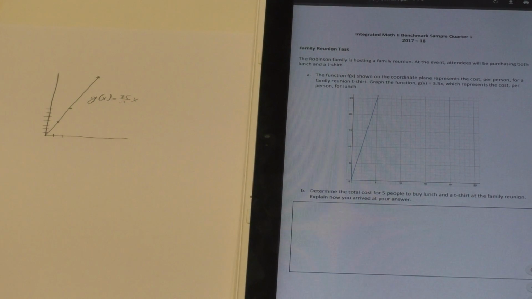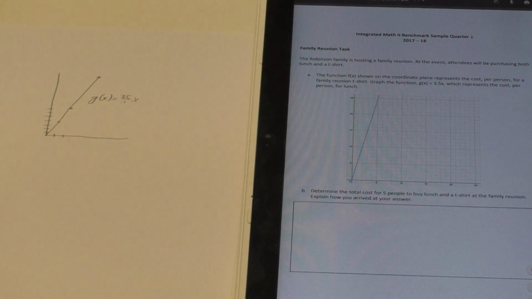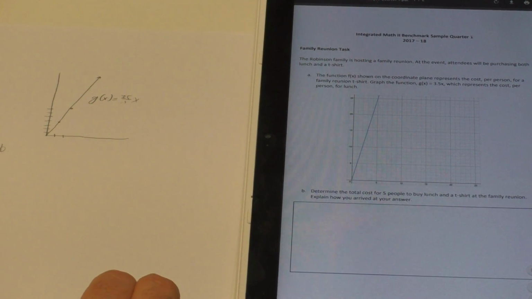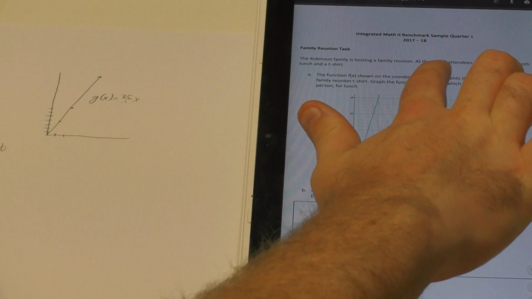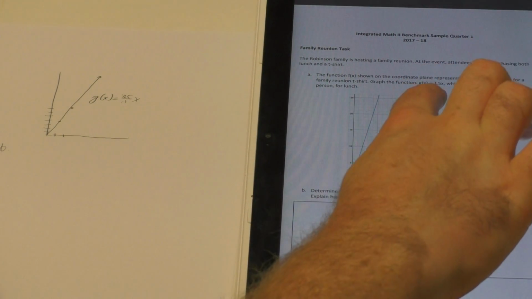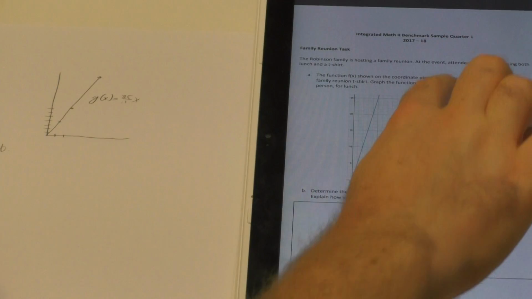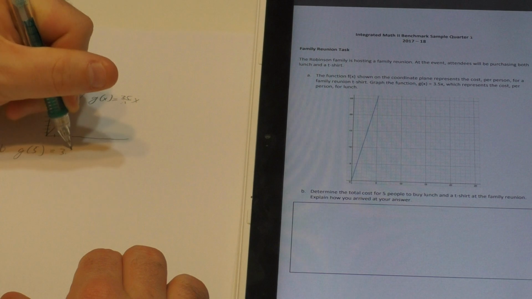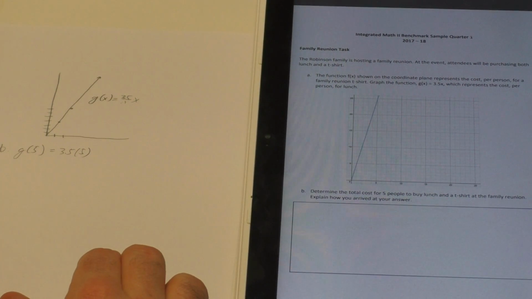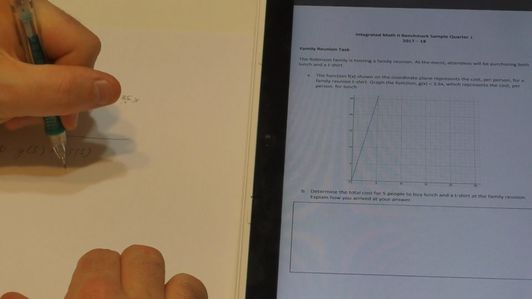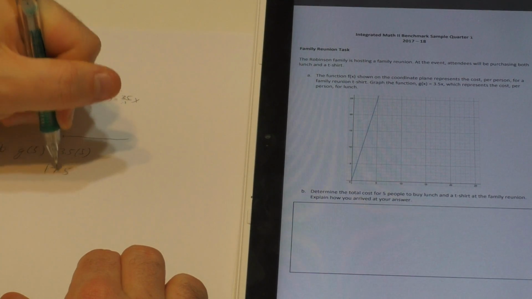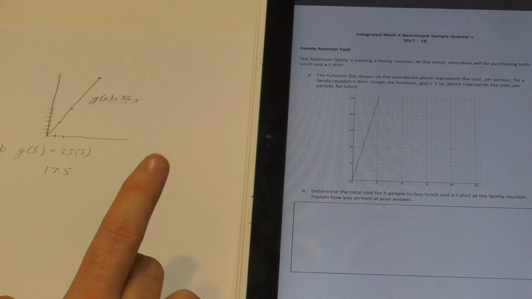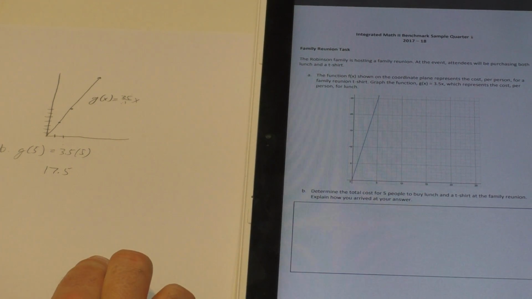Alright, so determine the total cost for 5 people to buy lunch and a t-shirt at the family reunion. Explain how you arrived at your answer. So for B here, I'm going to think, okay, to get lunch, it's g of x, so I need to plug in 5 for x. g of 5 equals 3.5 times 5, which is 17.5. A lot of you got that. Now the part y'all forgot is, it's asking not just for lunch, but for lunch and a t-shirt.